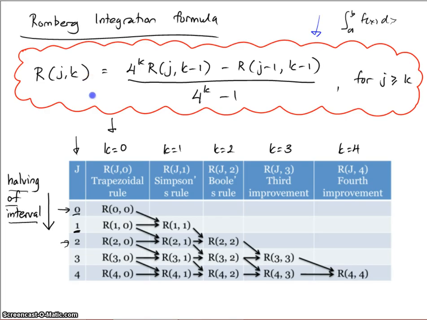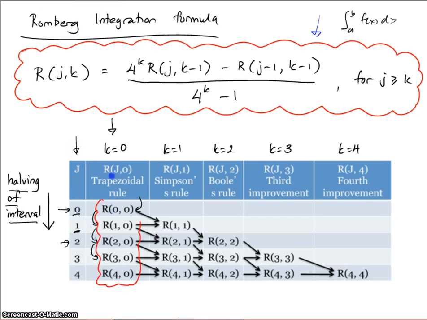Now, the first column here, representing K equals 0, represents the solution that we get from the trapezoidal rule. So R00 basically means that J is 0. It means that we use one segment. So when we do R00, we are using one application of the trapezoidal rule with one segment. If we move down to R10, we are doing trapezoidal rule with 2 segments. R20, trapezoidal rule with 4 segments. Trapezoidal rule with 8 segments, and so on.